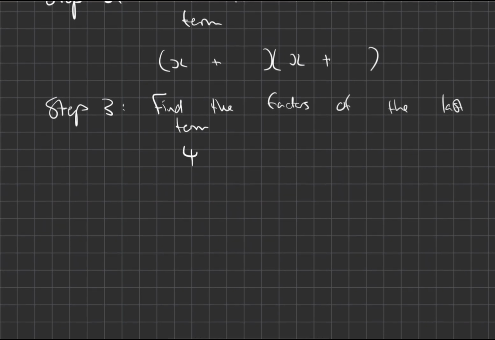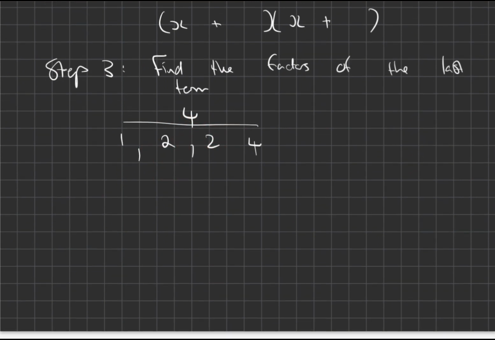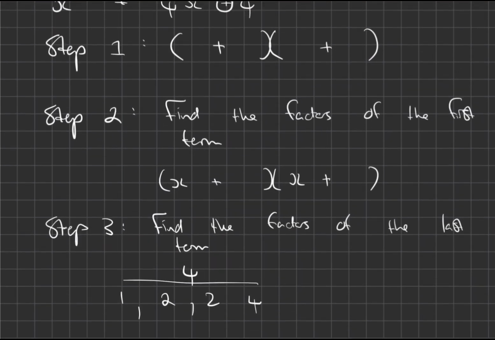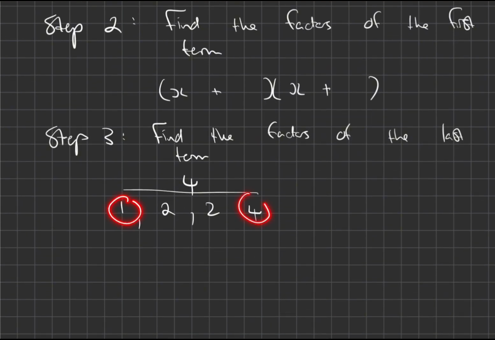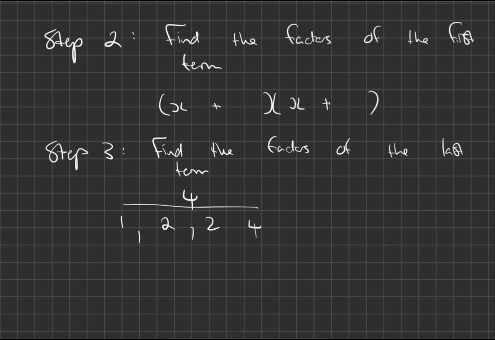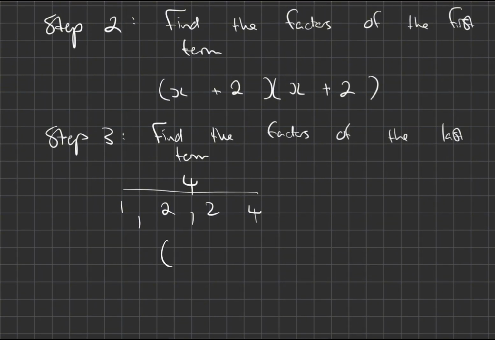The factors of 4 can be 1 and 4, and they can also be 2 and 2. Because how many times does 1 go into 4? It goes in there 4 times. And how many times does 2 go into 4? It goes in there twice. Cool. Now we need to find a pair of factors that will add up to the middle term. Which pair of factors, 1 and 4, or 2 and 2, will add up to 4? It's going to be this pair. So you write your 2 and your 2 there, and that would be your last step. Step 3 would be x plus 2, and then x plus 2.